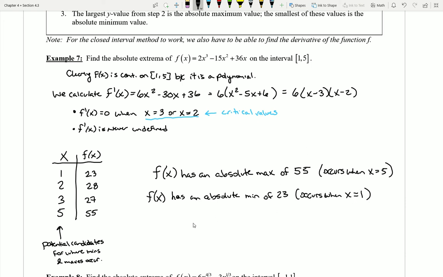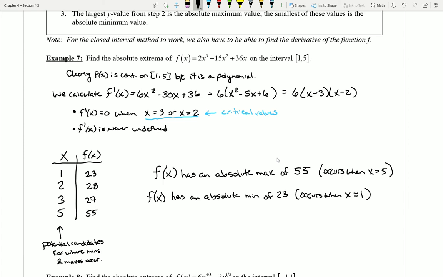So here, my absolute min and my absolute max occurred actually at the endpoints of my interval, which just goes to show you how important it is to not forget to check those endpoints, because sometimes the absolute mins and maxes might occur there. So this is the concept of the closed interval method, and hopefully this gives you an idea of how we can find mins and maxes for a function like this.